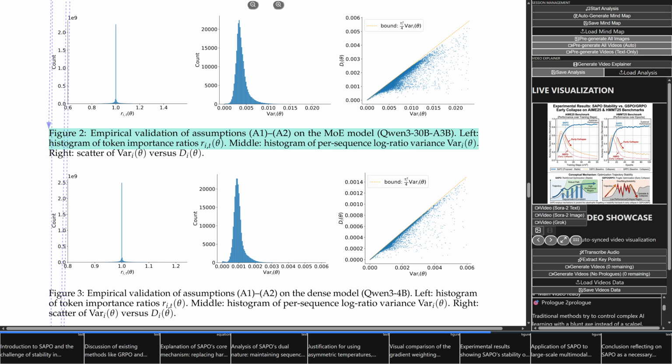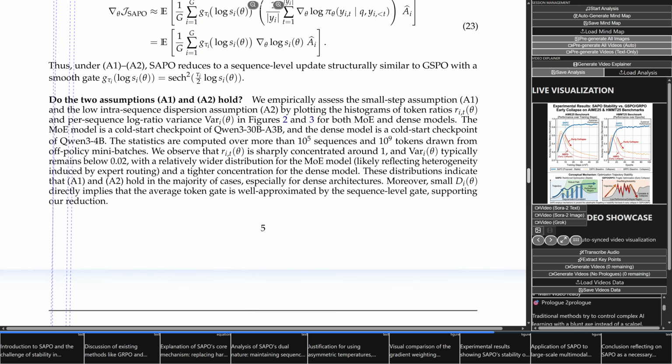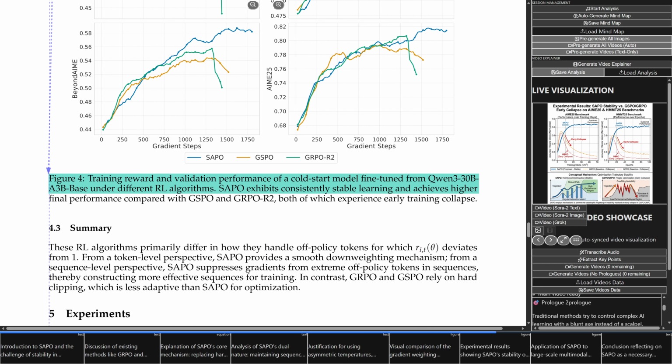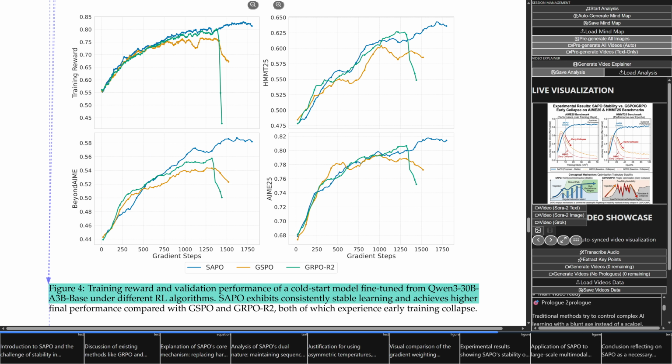Then the second visual, figure 4, this is really the heart of the stability argument. You look at the training performance graph on these really tough benchmarks like AIME25. Yeah. SAPO's curve is just consistently smooth, an increasing reward. It's remarkably stable. And what about the older methods on that same graph? That's the kicker. Yeah. GSPO and GRPO are two.